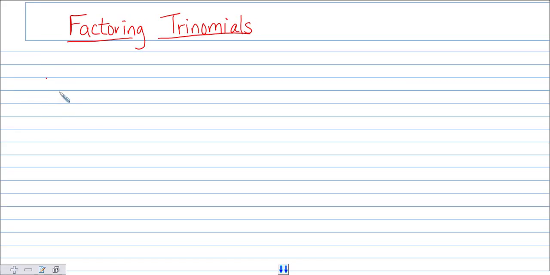Today we're going to talk about factoring trinomials. Now there's two parts to this trinomial factoring, and I'll include them both in here. You can fast forward to the one that you need if you need to move to the next one.